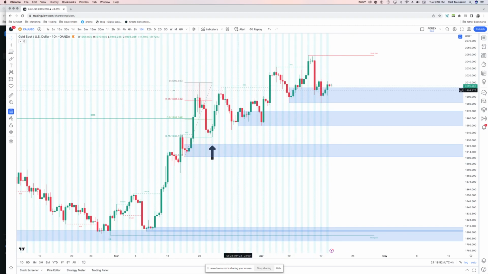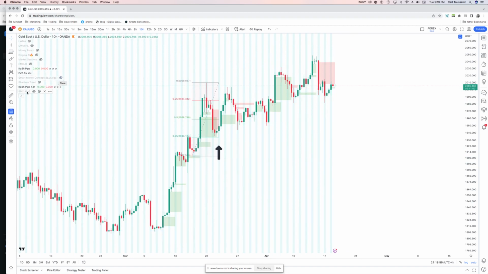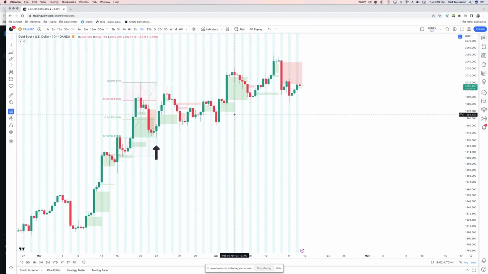Whatever makes sense to you. It could be order blocks. It could be fair value gaps, right? You can do quite a bit of things. Whatever makes sense to you, okay?